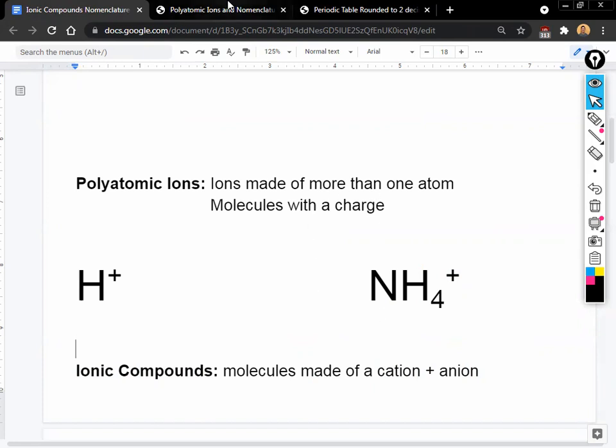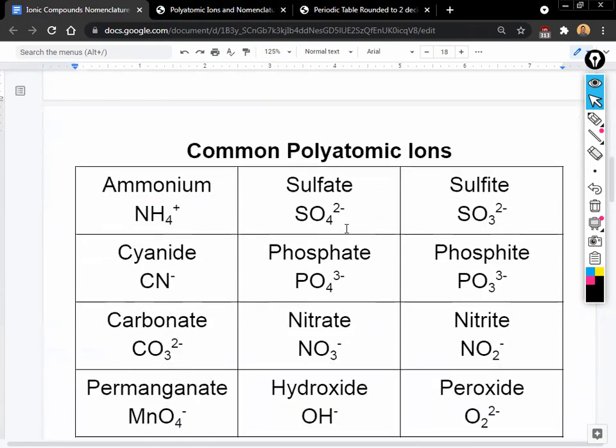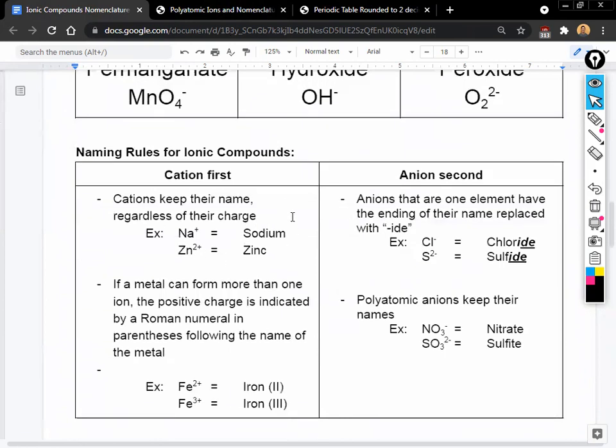If you flip to your chart of the common polyatomic ions, let's go to the bottom table right here, the naming rules. This is what we'll be focusing on today. We're not going to be looking at this bottom one here.